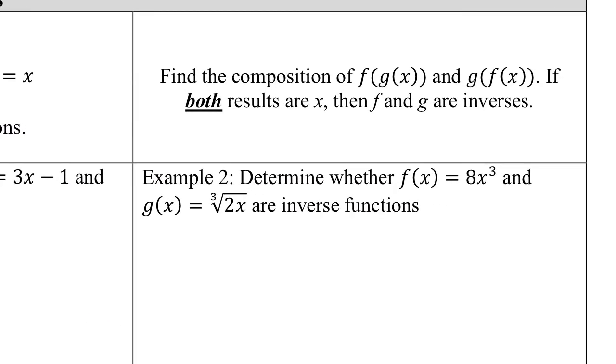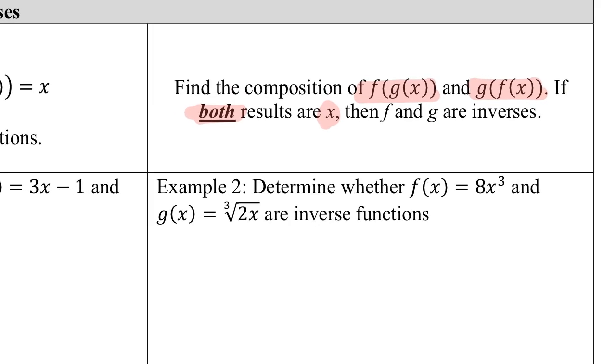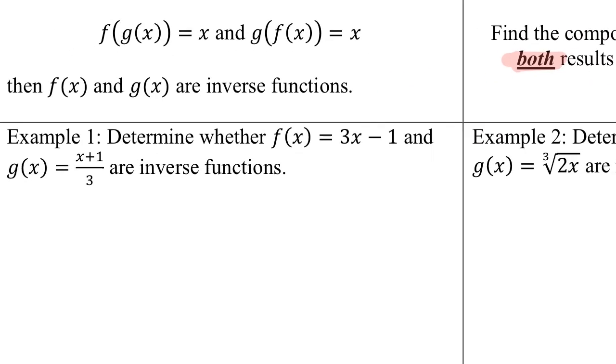Basically, find the composition f of g of x, remember order does matter, and g of f of x. If both results are x, then yes, f and g are inverses. If one of them is not equal to x, then it's already messed up. These are not inverses of each other.